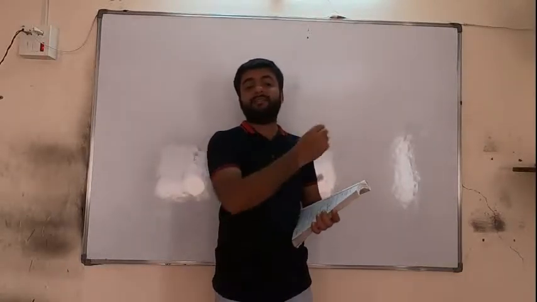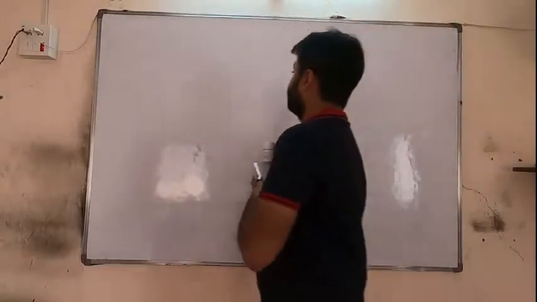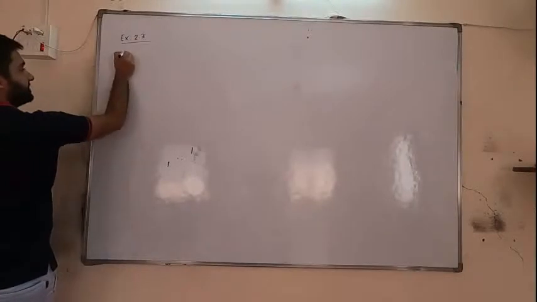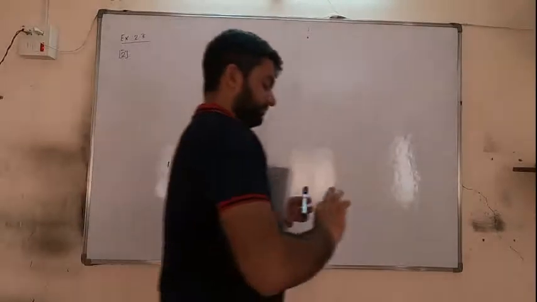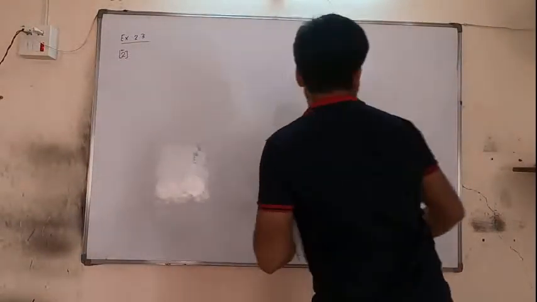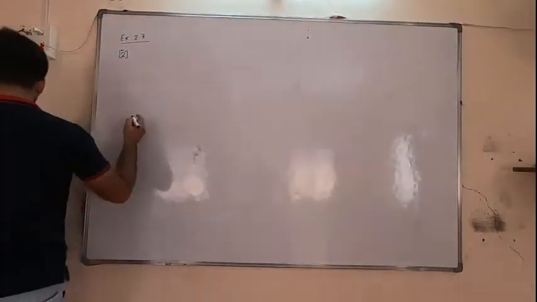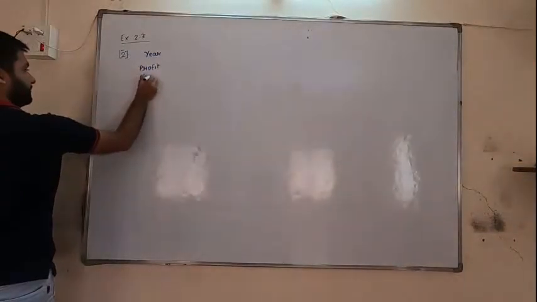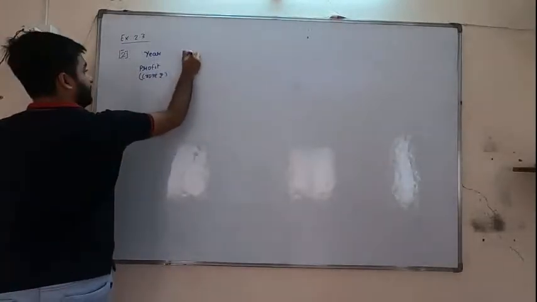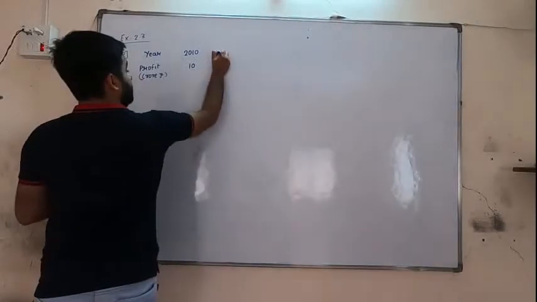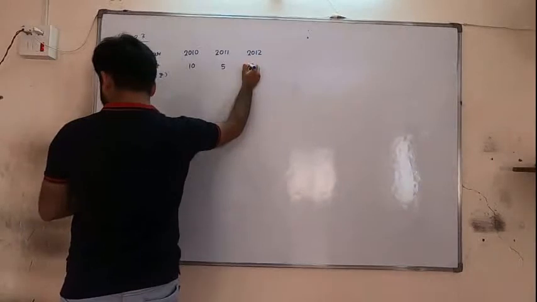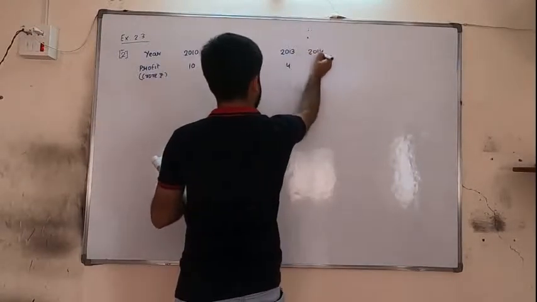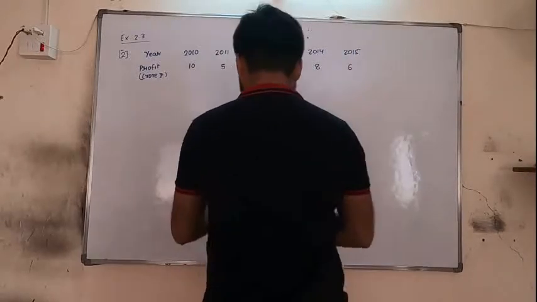Okay, now in the graph we are writing on the page where we have to write the question. Exercise 2.3, sum number 2. In that we will write the question. Profit in crore rupees: 2010, 10 crore; 2011, 5; 2012, minus 2, it is a loss; 2013, 4; 2014, 8; 2015, 6.